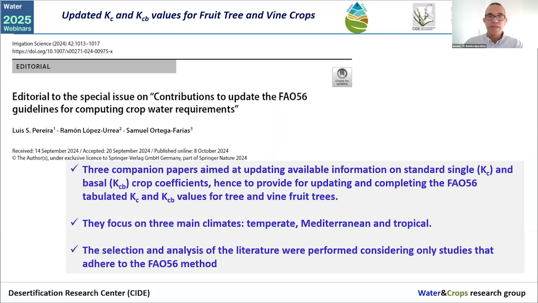Well, now I'm going to say quickly the three review papers used to update the new information about crop coefficients. The review articles published in Irrigation Science had the objective of updating available information on standard single and basal Kcs for tree and vine crops, and were used for supporting the tabulation of updated crop coefficient values now published in the revised version of FAO 56. They focus on three main climates: temperate, Mediterranean, and tropical. And the selection analysis of the literature was performed considering only studies that follow the FAO 56 approach.